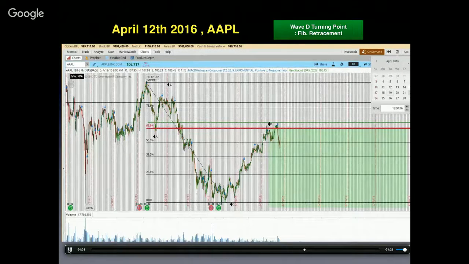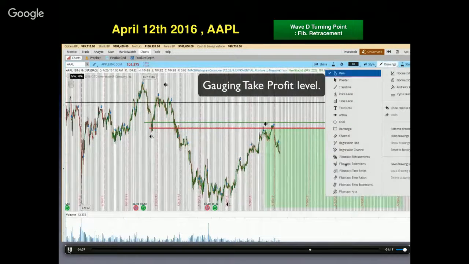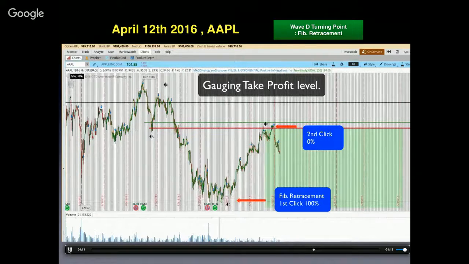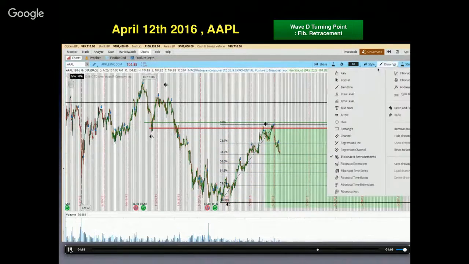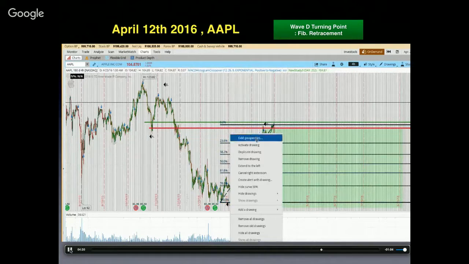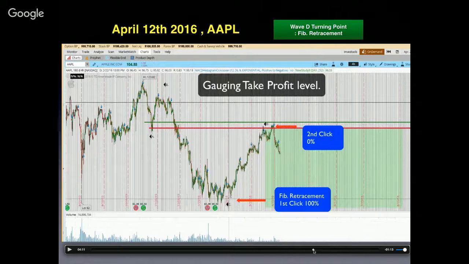So what to do next? I'll be leaving tier 2 to expire in my favor, just to capture a little bit more profit. Anything more than beyond this point will be a bonus. All right, so the question is, how do I gauge the profit target for tier 2? Okay, so let me just slow this down.